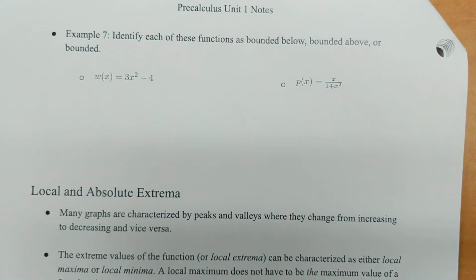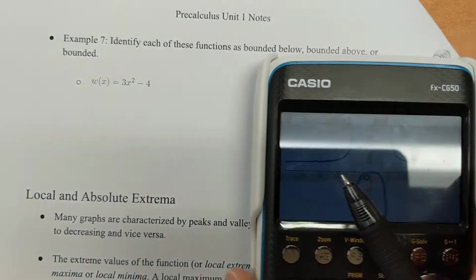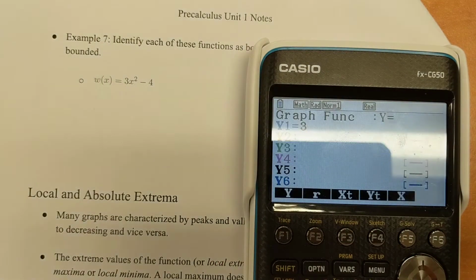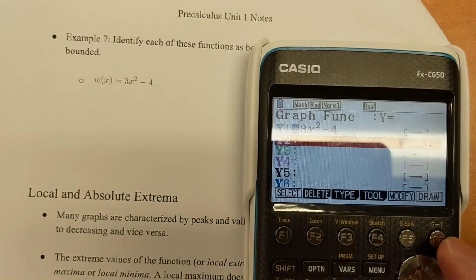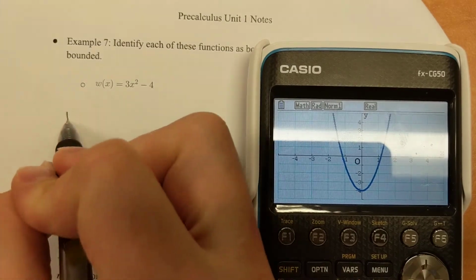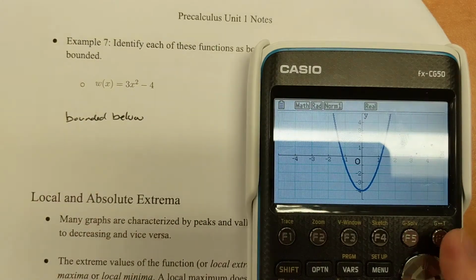All right, so example 7: identify each of these functions as bounded above, bounded below, or just bounded in general. So we're going to need some graphs. So 3x squared minus 4, draw. That graph gives you a parabola, so this one is bounded below. There is a lower limit to the function.